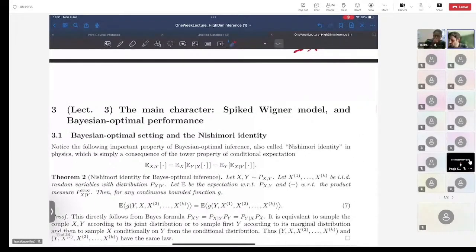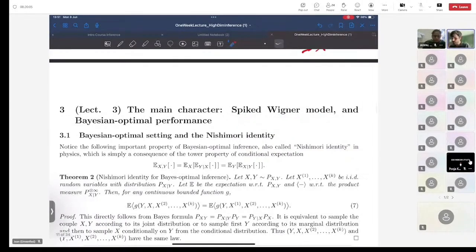All right, so let's now move to the definition of the main model we're going to study from now on. Okay, so again, I want to repeat that we're going to study a specific model, but many things that I'm going to say apply much more broadly. So there is not much of a loss of generality to focus on this model that is called the Spike-Wigner model, because it extends. Okay, so the first thing I want to mention is that this course is about a peculiar setting of Bayesian inference, which is called the Bayesian optimal setting.